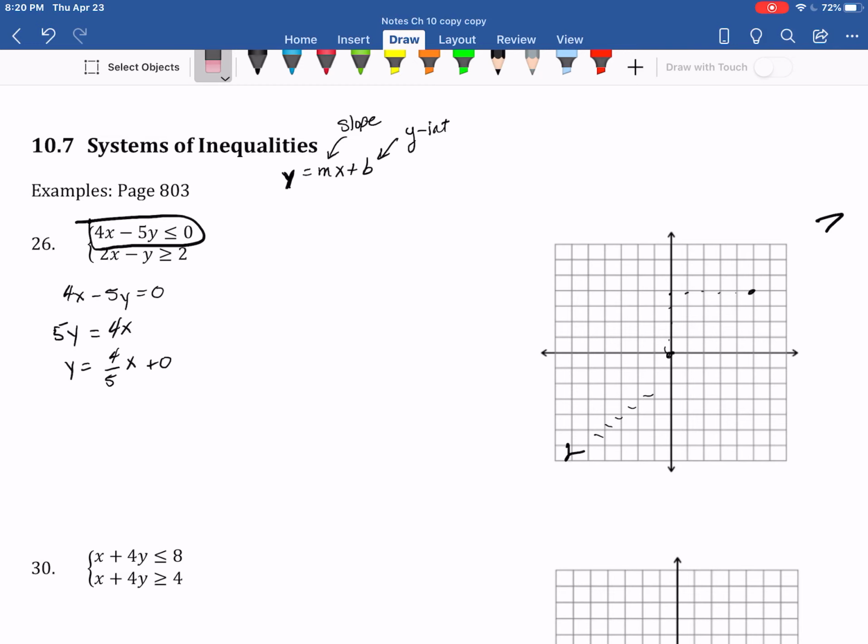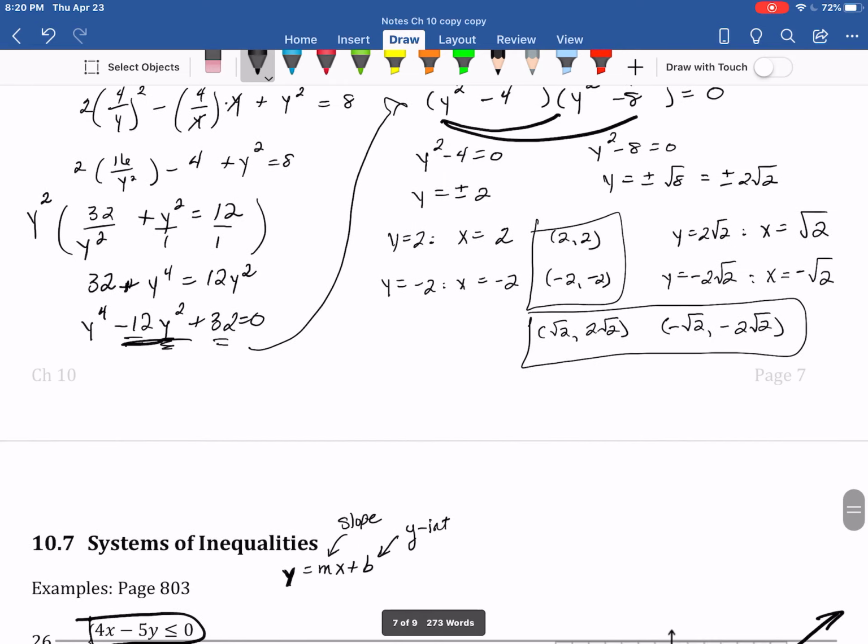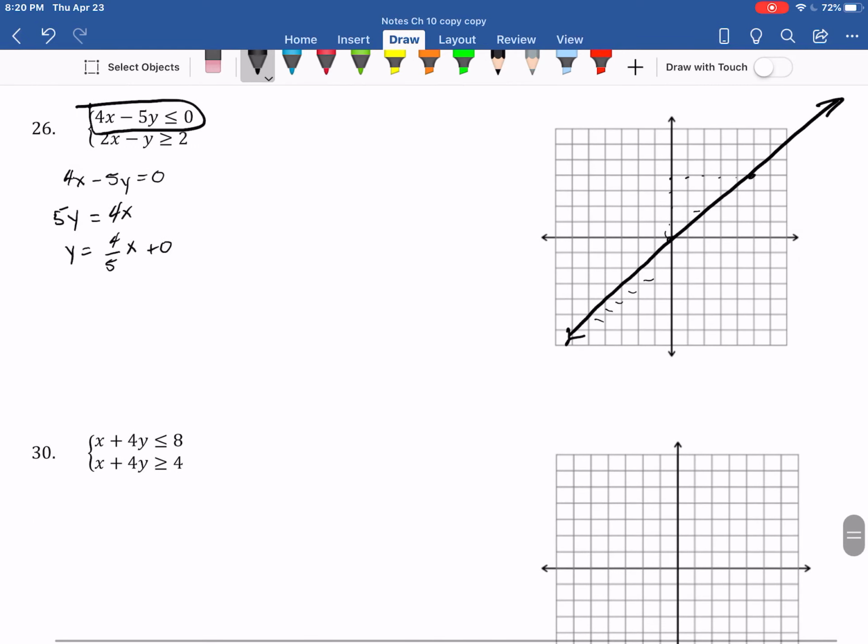Whoa, I lost my entire line. This is becoming quite the mess, isn't it? Okay, we want to choose a point to test to decide if our solution set should be above the line or below the line. So I'm going to choose the point, I don't know, how about 0, 2? The point 0, 2 is right there. Now, the ordered pair 0, 2 is what I'm talking about. Now substitute the ordered pair 0, 2, 0 for x and 2 for y up in that inequality.